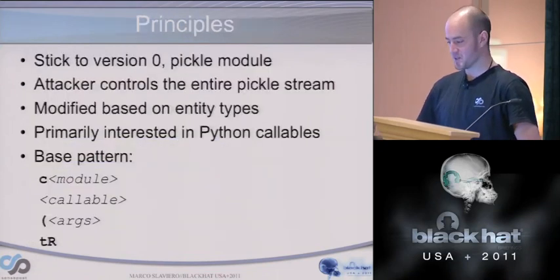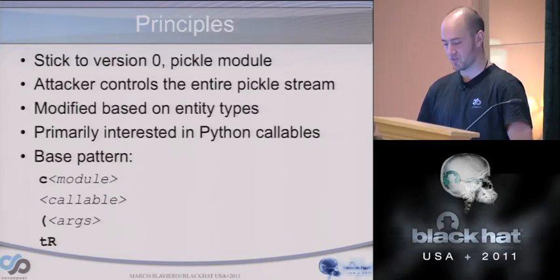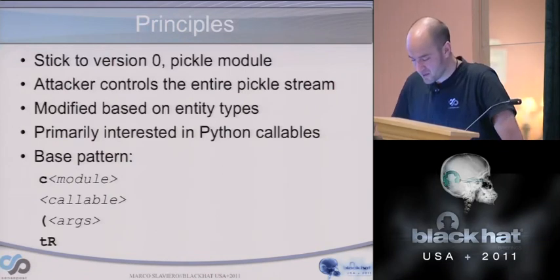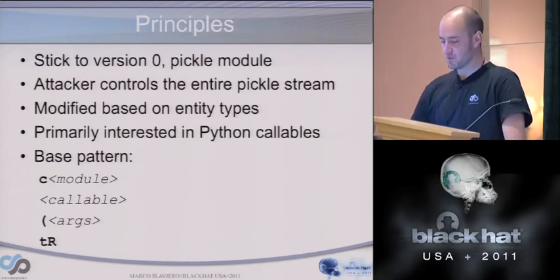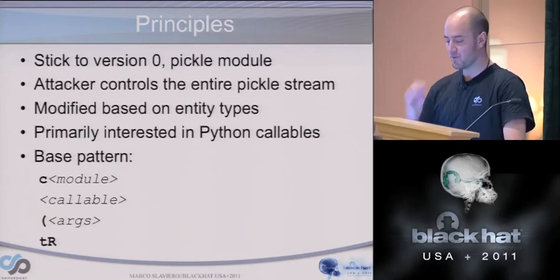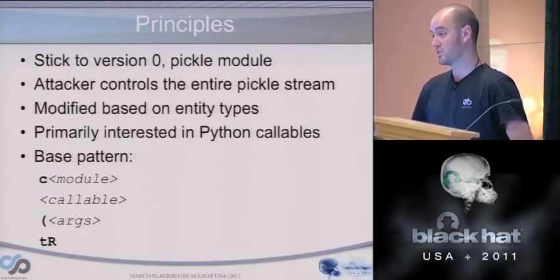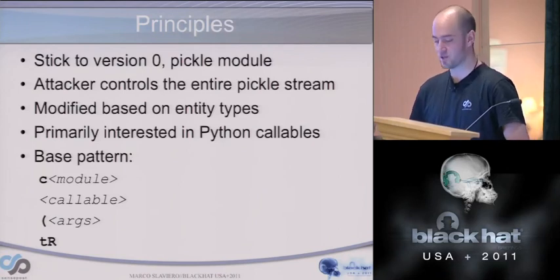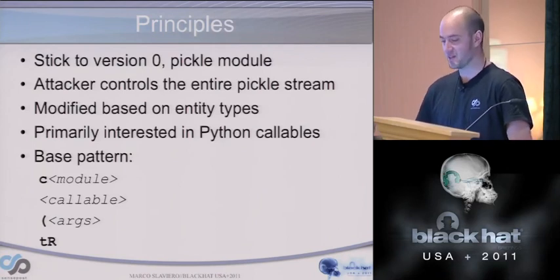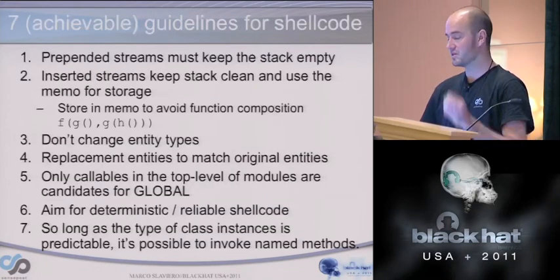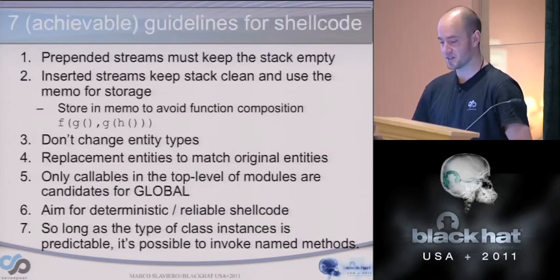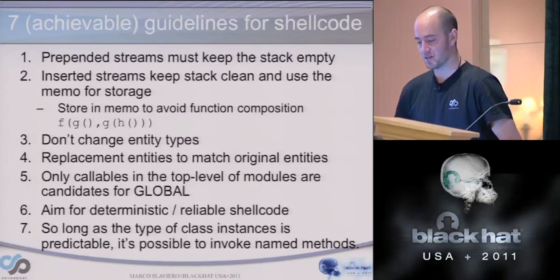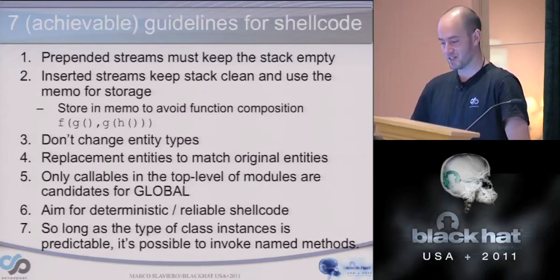Okay, so some of the principles when it comes to writing code: we want to stick with version 0, as I've mentioned. In fact, most of this we've already touched on, but right at the bottom, that is the base pattern that we're going to rely on, the ability to at least execute a callable with data that we choose. And so we're going to start to piece together various steps that allow us to, in the end, execute methods on class instances. So here are a few guidelines for writing shellcode.